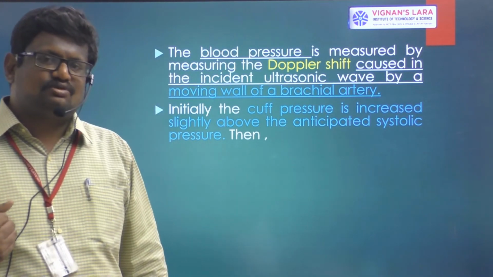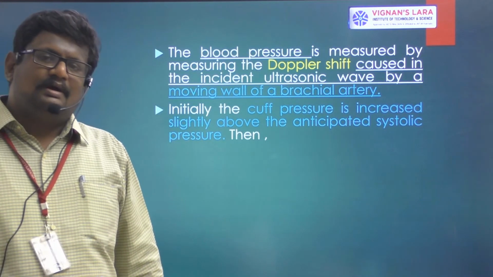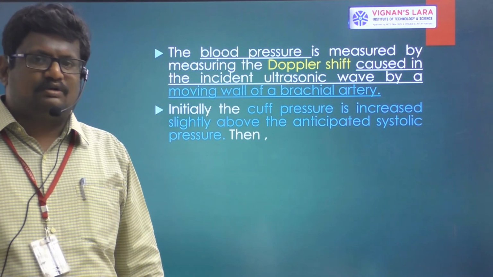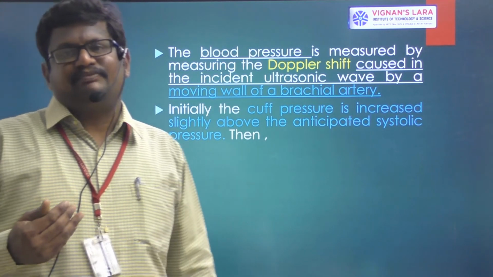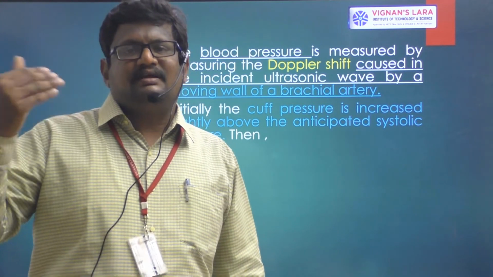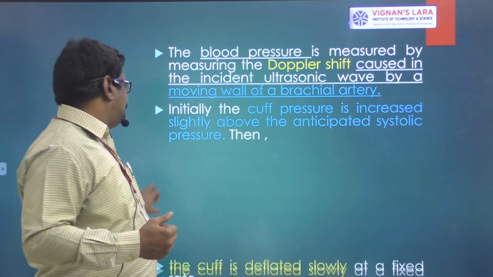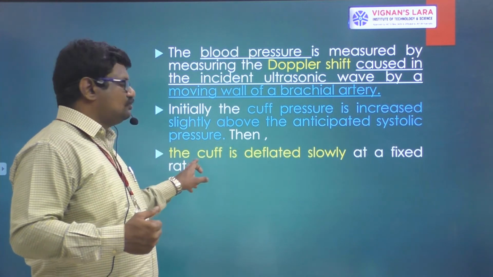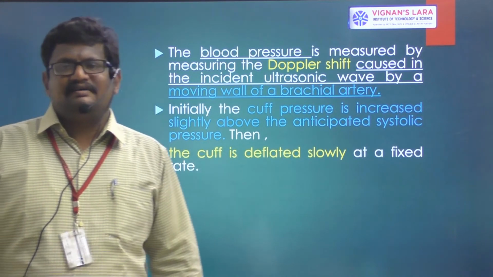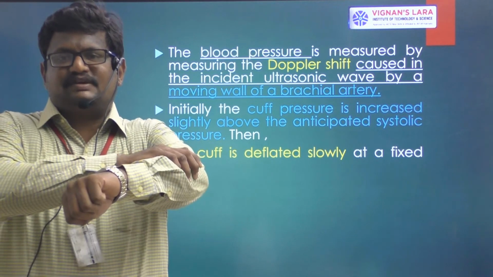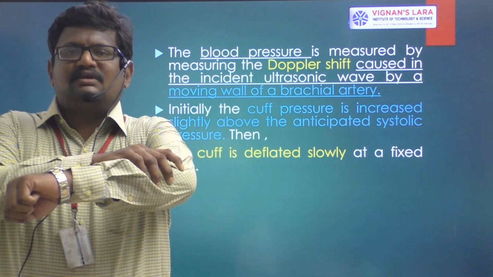One pressure is called the systolic and the other is called the diastolic. More than the higher range, more than 120 mmHg, millimeters of mercury, we increase the pressure. Then the cuff is deflated slowly at a fixed rate. This is not different, just the same as yesterday. The cuff pressure is increased, and after that what is done?